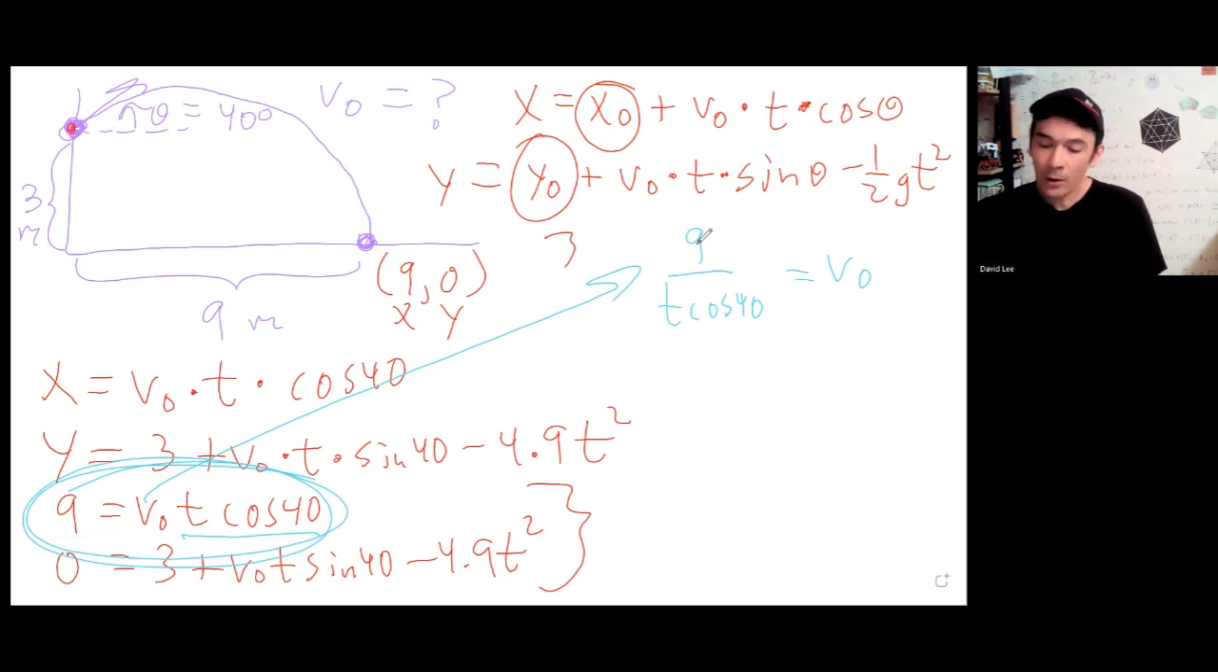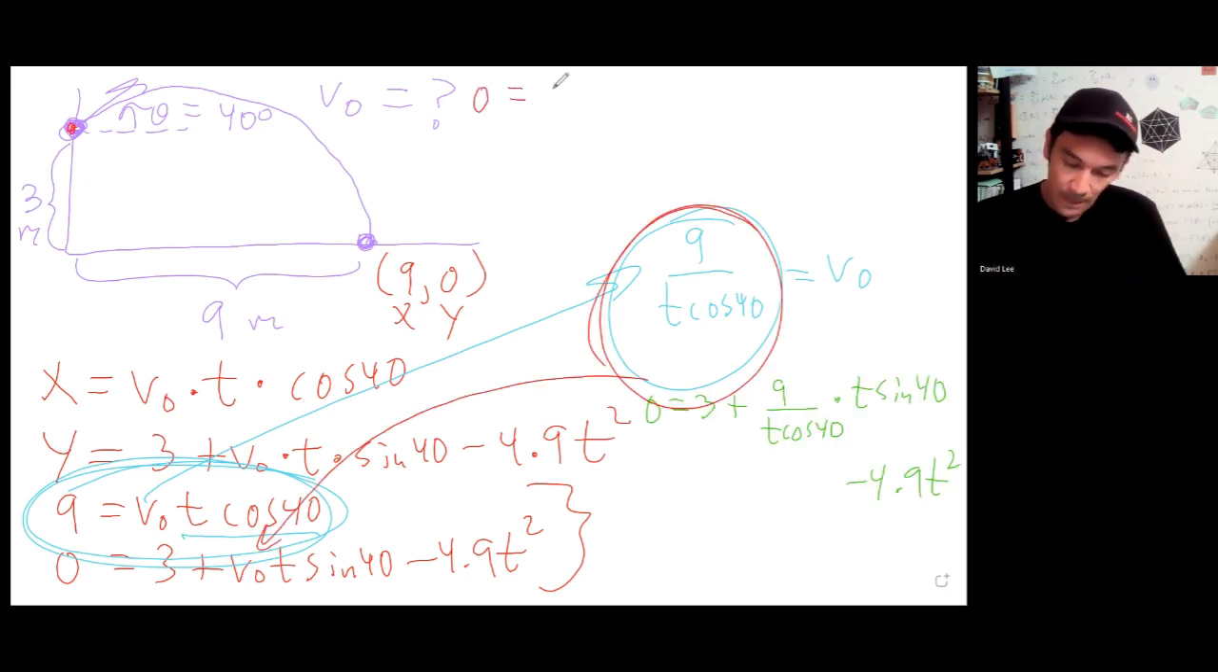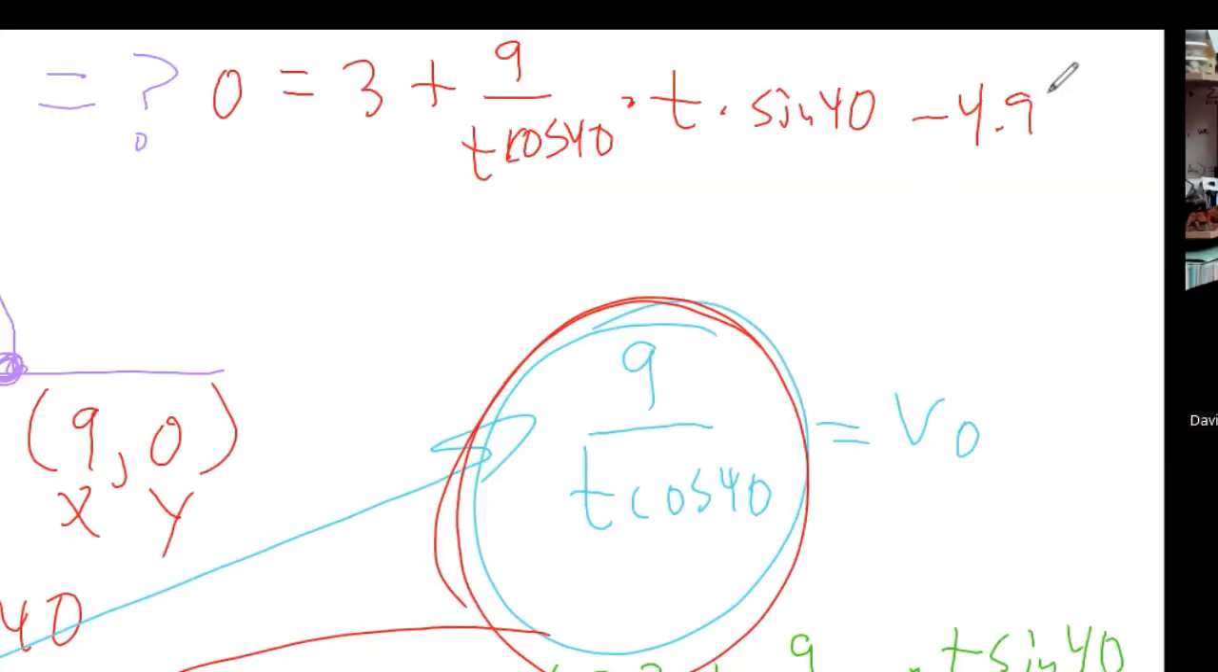So now we know what could replace v naught. Replacing v naught could be this fraction because they're equal. And I want to take this fraction, which is v naught, and I want to plug it in right there into this part right there. Let's see what that equation would look like. So it would look like 0 equals 3 plus, and instead of v naught, jot down this fraction, 9 over t cosine 40 times t times sine 40, and then minus 4.9 t squared.